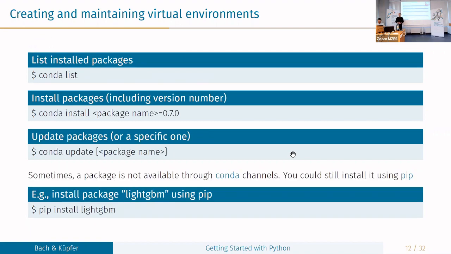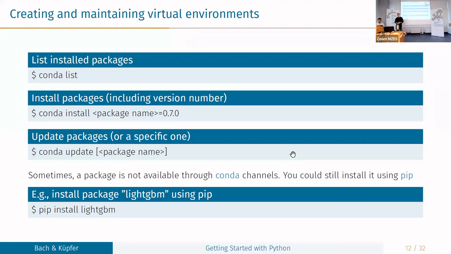Yeah, we can also, using Conda, see which packages are already installed with conda list. We can install packages by using conda install, and then also maybe including the version number of the package that we want to install. We can update packages if you know there's a new release by using conda update.